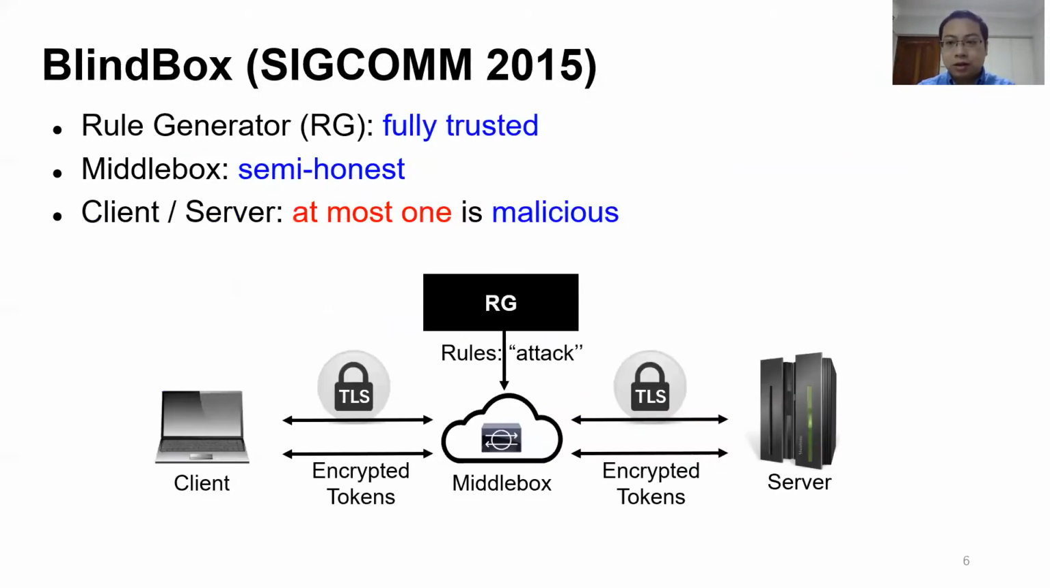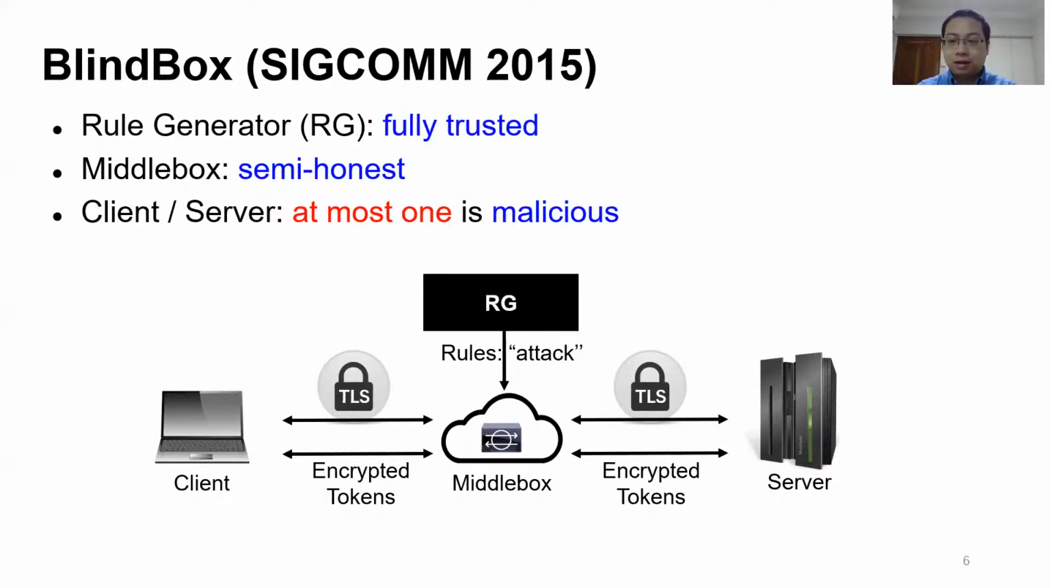In more detail, there are 4 entities in BlindBox, namely the rule generator, the Middlebox, a client, and the server. A rule generator is assumed to be fully trusted, and the Middlebox is assumed to be semi-honest, which follows the protocol but may attempt to learn more than allowed from the messages it receives.